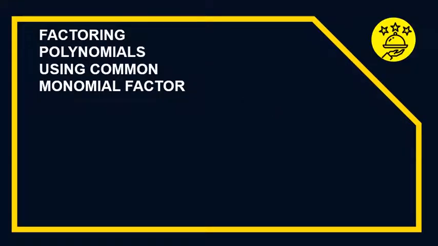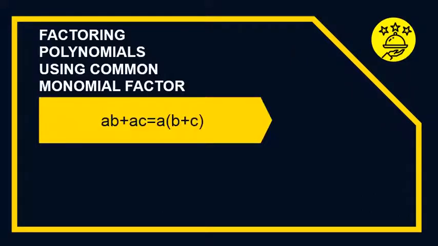Factoring is the counterpart of multiplying. To factor an expression, you write an equivalent expression that is a product of two or more expressions. The distributive property is used to write the polynomial in factored form. Let us recall that the distributive property states that AB plus AC is equal to A times the quantity B plus C. The expression A times the quantity B plus C is the factored form of AB plus AC. A is the common factor of the terms.